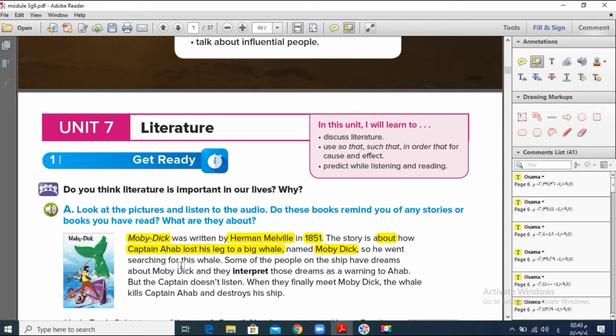So he went searching for this whale. Captain Ahab went searching for this whale. Some of the people on the ship have dreams about Moby Dick, and they interpret those dreams as warnings to Ahab. Of course, you know interpret: to translate, to clarify, to make something clear. You can be asked about dreams. You can be asked why Captain Ahab wanted to kill Moby Dick, the whale. Why?